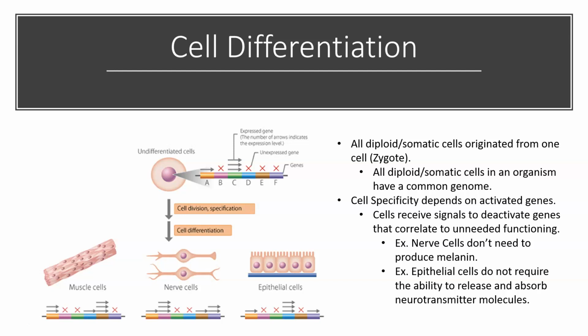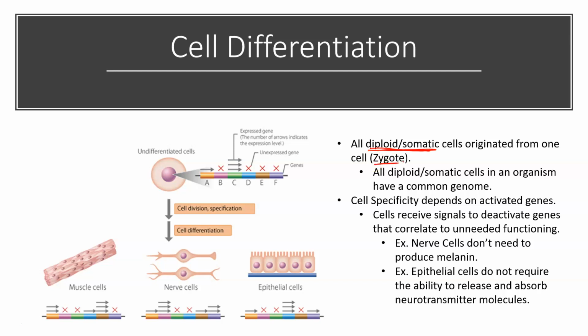So we've talked about the emergent properties. We've talked about an intro into cell bio, but now we need to talk about how cells actually differentiate. The way that cells are going to differentiate and specialize is through gene expression. This is a very small section of a genome within the cells. One thing you're going to want to know off the bat is that all somatic cells, all of the diploid cells that make up an organism like you, originated from one cell, the zygote.